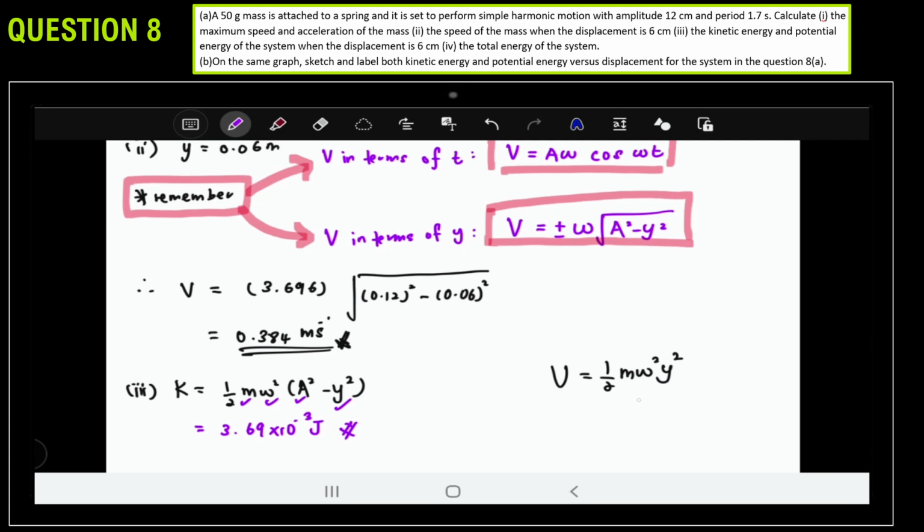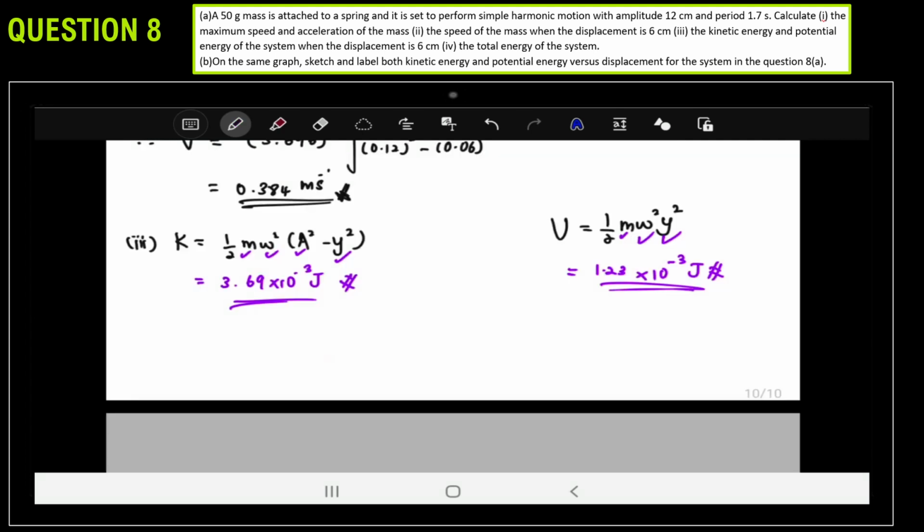Okay, the same goes for this one. You can directly substitute m, 0.05, omega, and y, and you will get 1.23 times 10 to the power of negative 3 joule. Okay, make sure you write the correct answer with the unit.